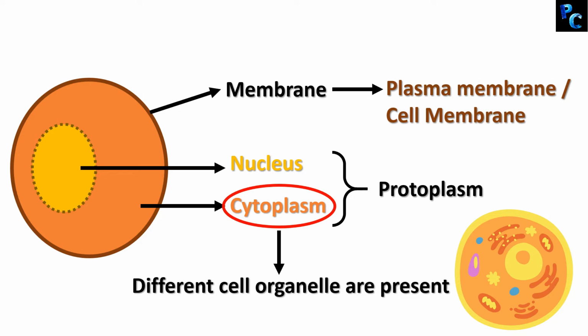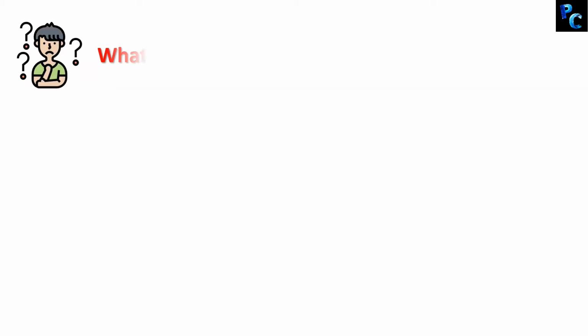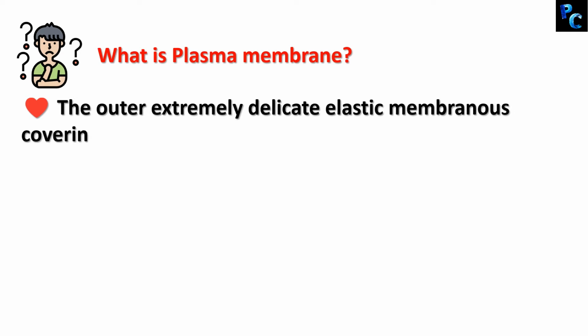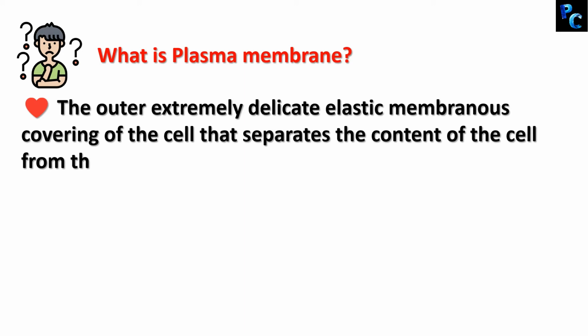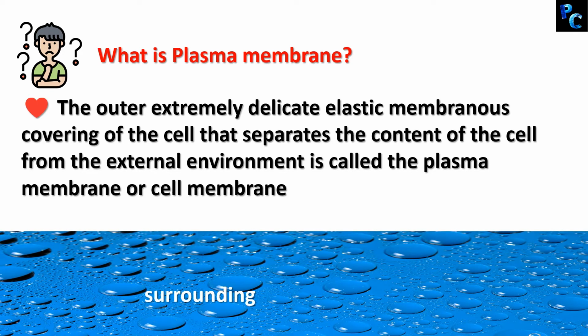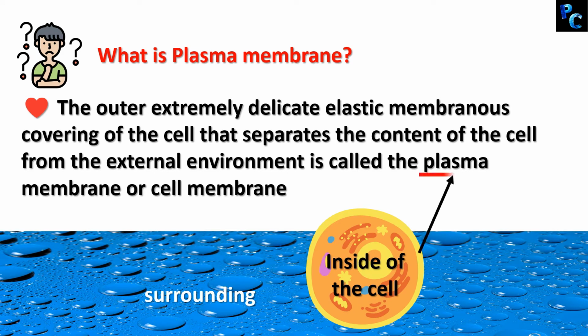I will try to keep my video short so that it's not too much to grasp in one day. So, what is the plasma membrane? The outer, extremely delicate, elastic, membranous covering of the cell that separates the content of the cell from the external environment is called the plasma membrane or the cell membrane. If this is the surrounding and this is the cell, then the plasma membrane forms a boundary around the cell which separates it from its surrounding.